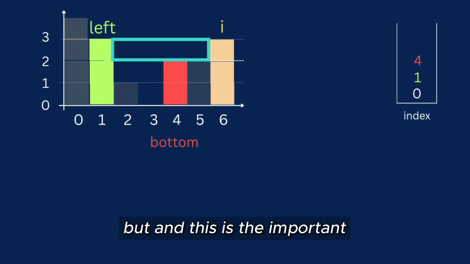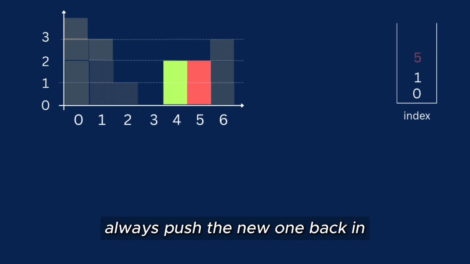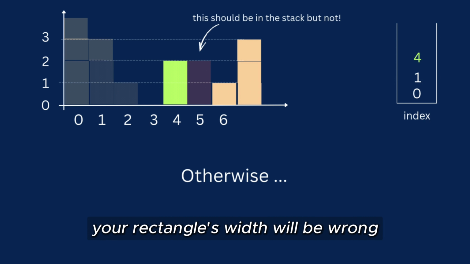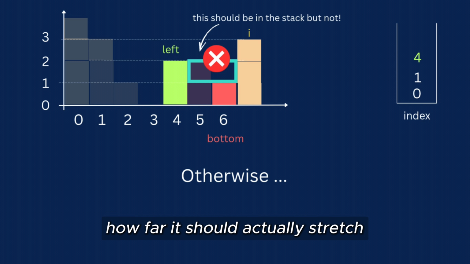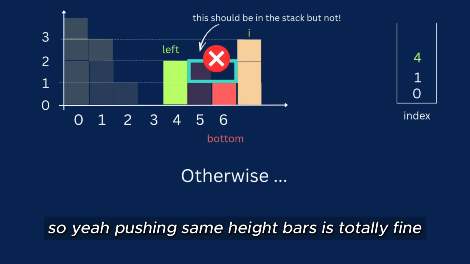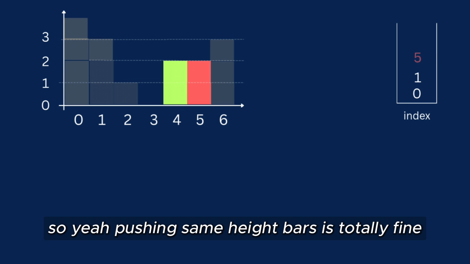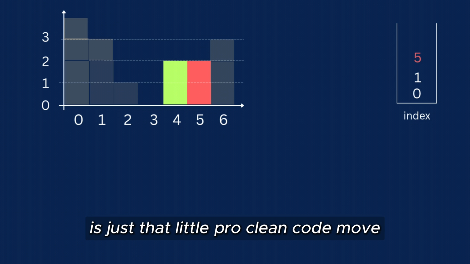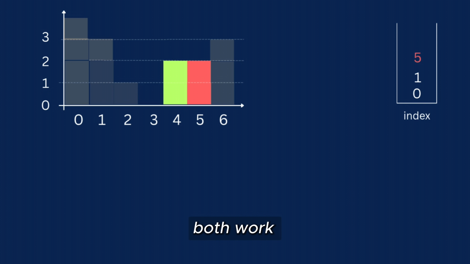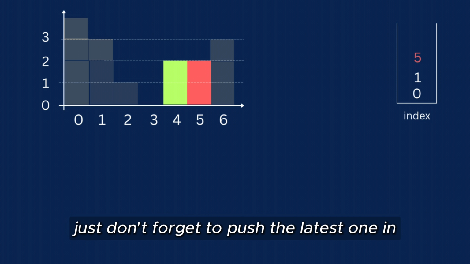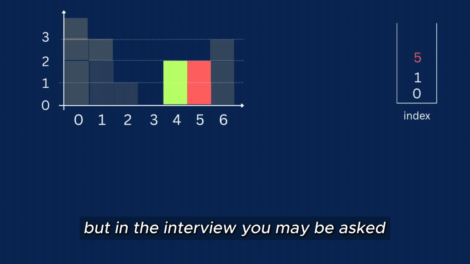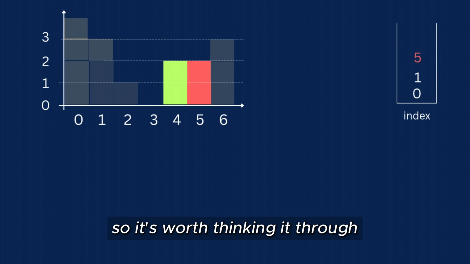But, and this is the important part, always push the new one back in. Otherwise, when you meet a taller bar later, say in this case, your rectangle's width will be wrong, because the stack won't know how far it should actually stretch. So yeah, pushing same height bars is totally fine, but popping the old one before pushing the new one is just a little pro clean code move. Both work, just don't forget to push the latest one in. I know this may sound like too much detail, but in the interview you may be asked, so it's worth thinking it through.